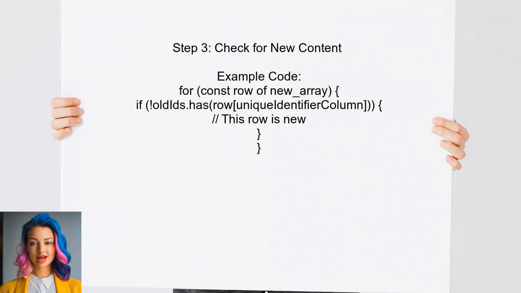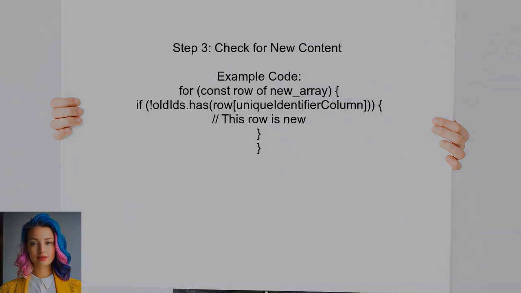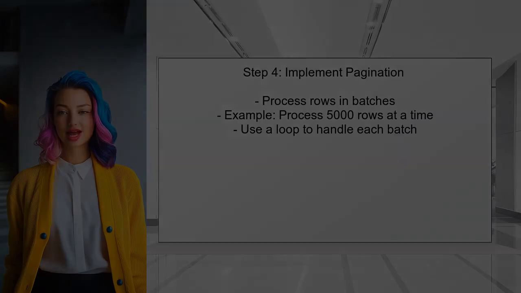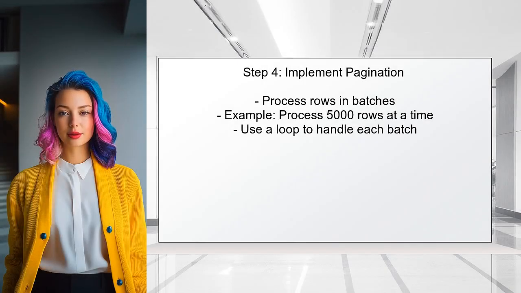Then, the user should iterate through the new spreadsheet's data and check if each identifier exists in the set created from the old spreadsheet. If it does not exist, it means it's new content. Finally, the user can implement pagination to handle large data sets. This means processing a limited number of rows at a time to avoid exceeding execution time limits.